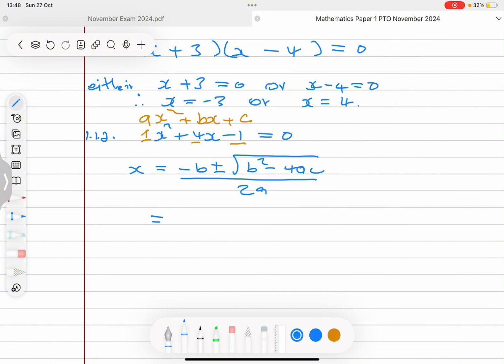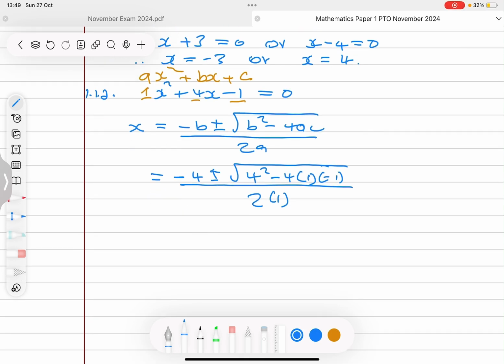Now this means we'll have the negative from the formula. This negative will come here. Then the b we said is a 4, so we'll have a 4 plus or minus the square root of 4 squared minus 4. The a we said is a 1, is this part here. And we're saying that the c is a -1. All this is divided by 2 times a, which we said is 1.